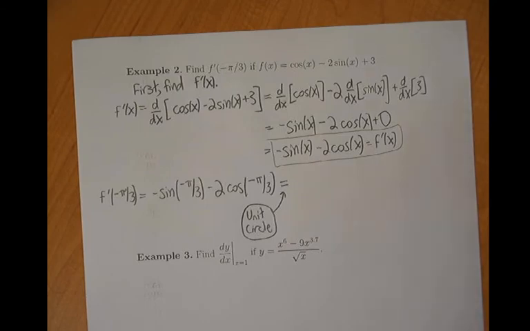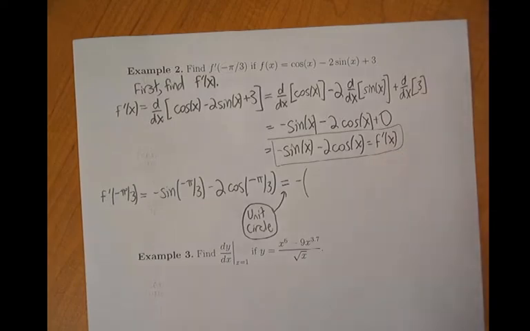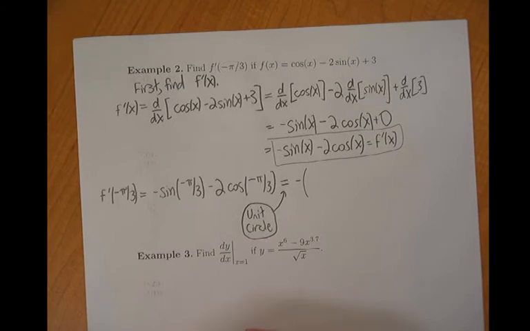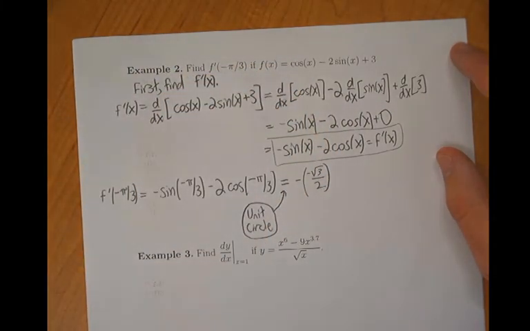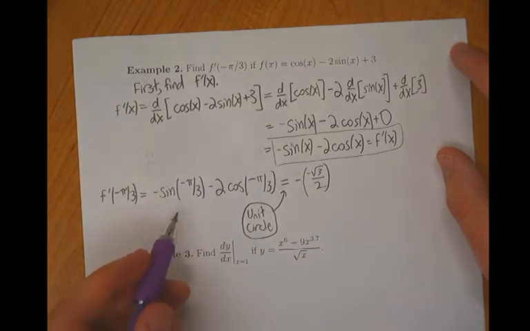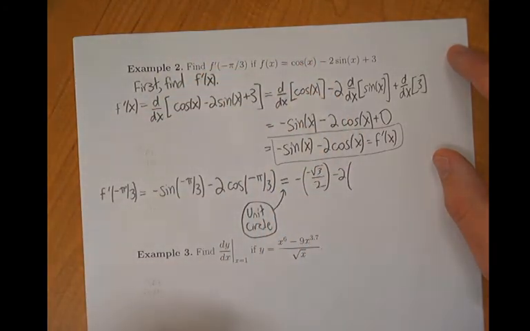Sine of negative pi over 3 would be what? We harken back to our unit circle here. Negative radical 3 over 2. Right, negative root 3 over 2, right? Okay. So that's sine of negative pi over 3. And then we have minus 2 times cosine of negative pi over 3, which is just what? Yep, just 1/2, right?